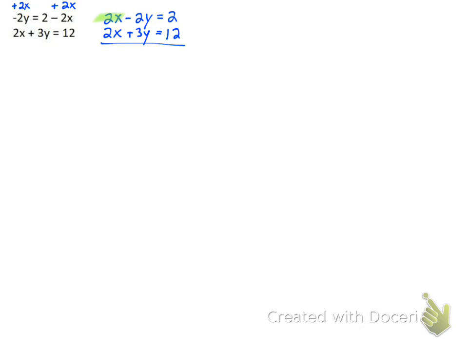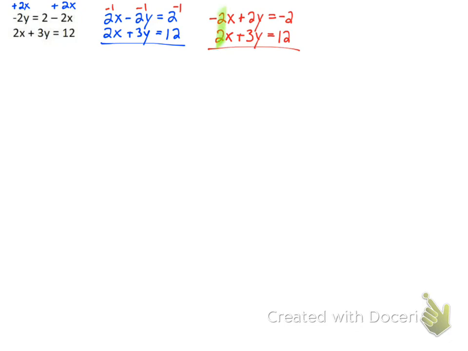So again, I have to multiply everything. What I multiply 2 by to get a negative 2 would be a negative 1. So I'm going to multiply everything in the top equation by negative 1. That gives me 2 new equations. My new top equation is negative 2x plus 2y is equal to negative 2. Then I have 2x plus 3y is equal to 12.